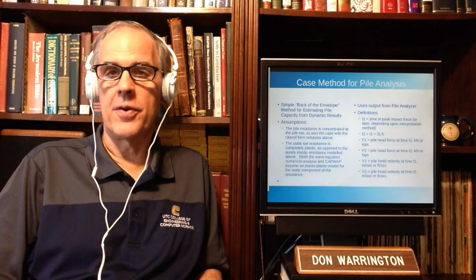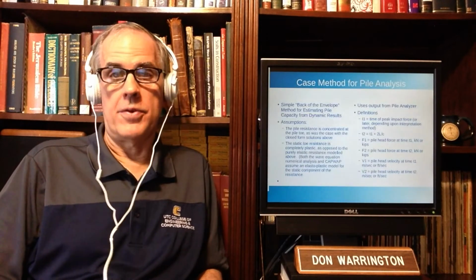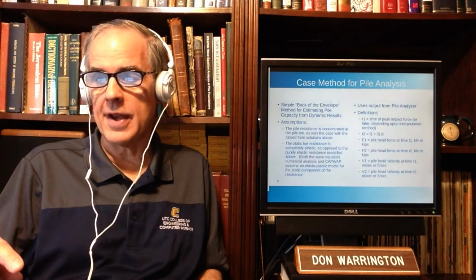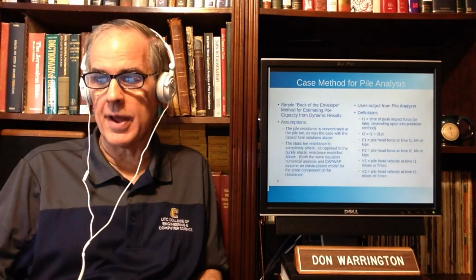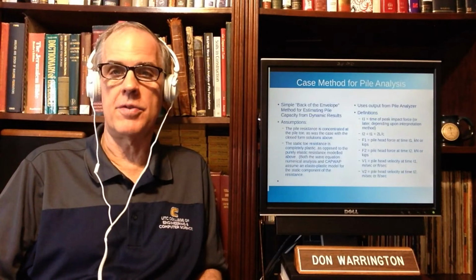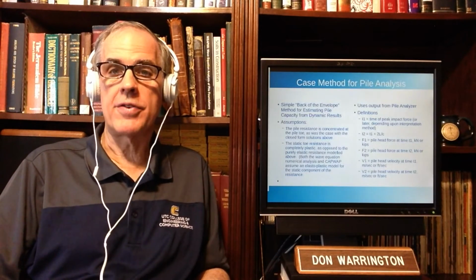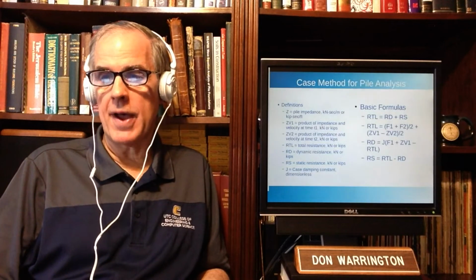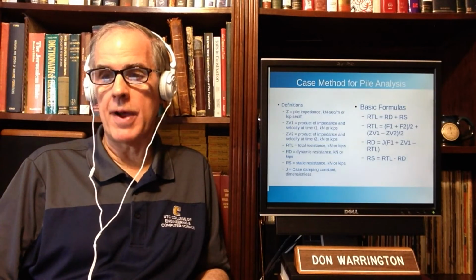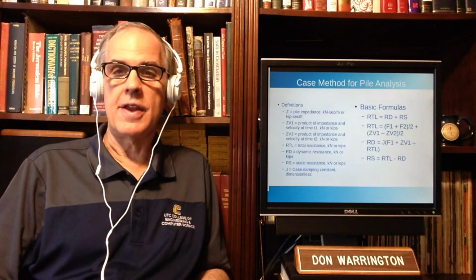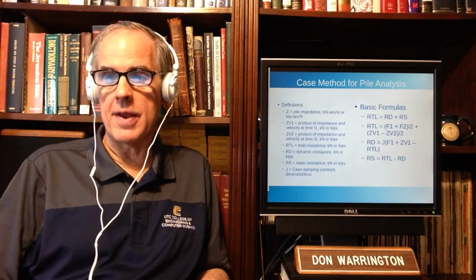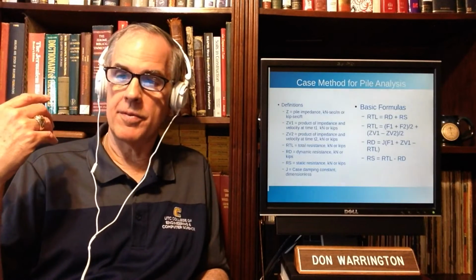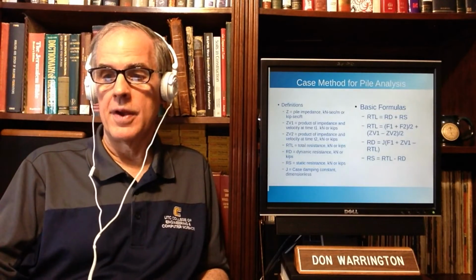F1 is the pile head force at time T1. F2 is the pile head force at time T2. V1 is the pile head velocity at time T1, and V2 is the pile head velocity at time T2. You read all these off a graph, as you'll see. Z is the pile impedance. ZV1 is the product of the impedance and the velocity at time T1. ZV2 is the product of impedance and velocity at time T2.